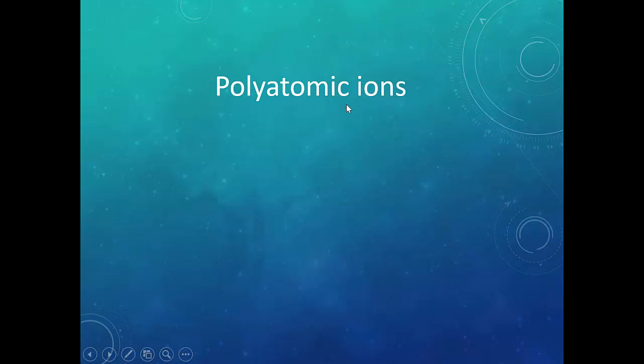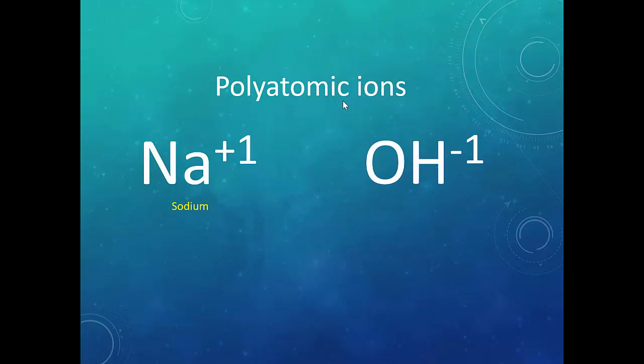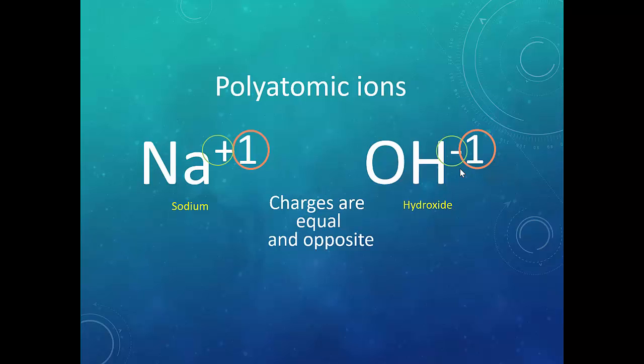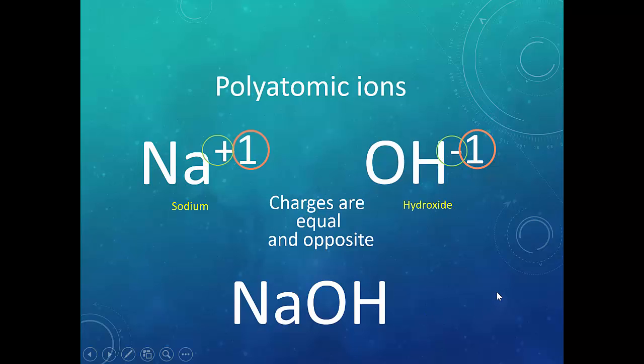My drop and plop rule also applies to polyatomic ions. Poly means many, atomic means atoms. So in this example, we'll be using sodium and a hydroxide ion. You'll notice that the hydroxide ion is made up of an oxygen and a hydrogen, and that together they carry a negative 1 charge. But again, the charges are equal, so each are 1, and they're opposite. I have a positive 1 and a negative 1. So I simply just drop the charges and plop the 2 elements together to make sodium hydroxide.